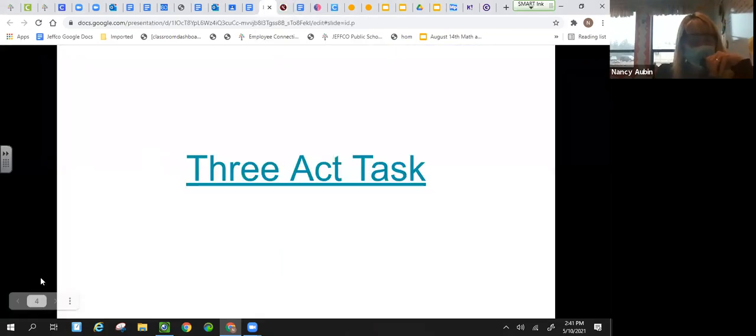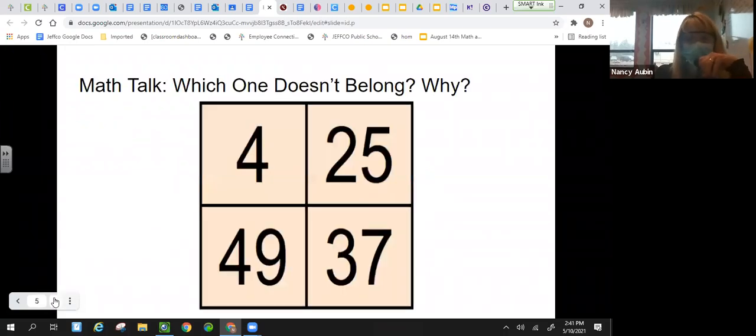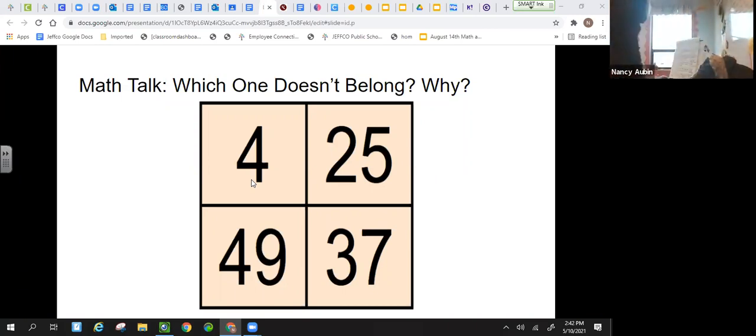All right, next up, mathematicians. Which one doesn't belong and why? So out of these 4 numbers, one of them does not belong in the set. Write it down and write why. Is it 4, is it 25, 49, or 37? One of them does not belong. Why doesn't it belong? Write down which number and why you think that.